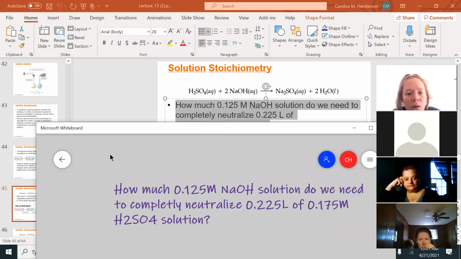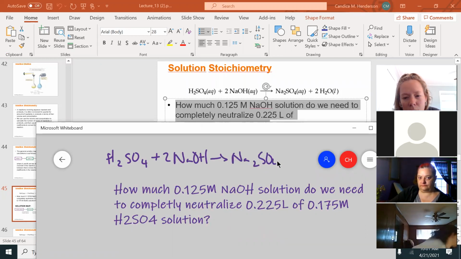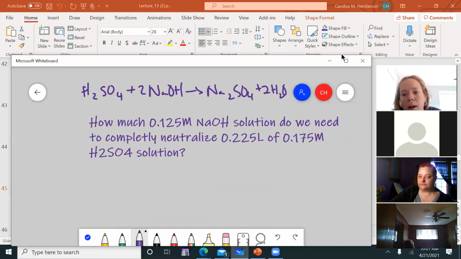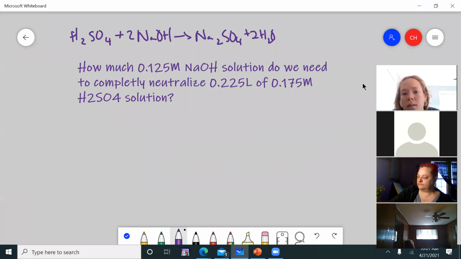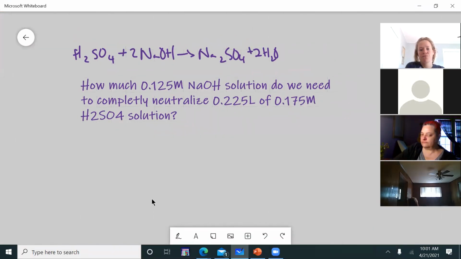Copy this equation over. Okay, so H2SO4 plus 2NaOH gives us Na2SO4 plus 2H2O. Okay, so here is a solution stoichiometry problem.